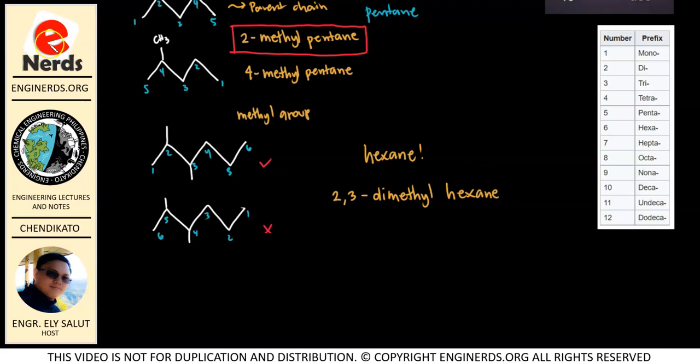So this is our final answer: 2,3-dimethylhexane. That is what we need to remember. We write the location, then we use the number prefixes, followed by our substituent group, and then finally our parent chain.